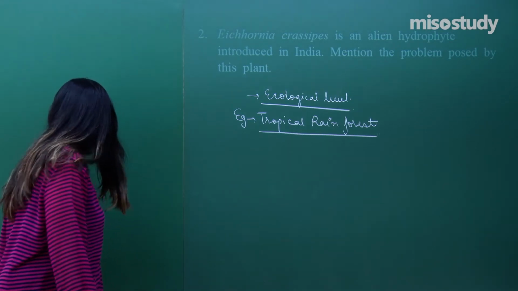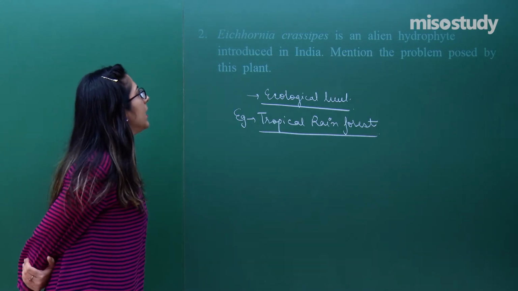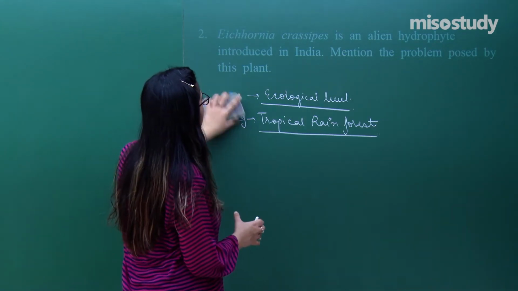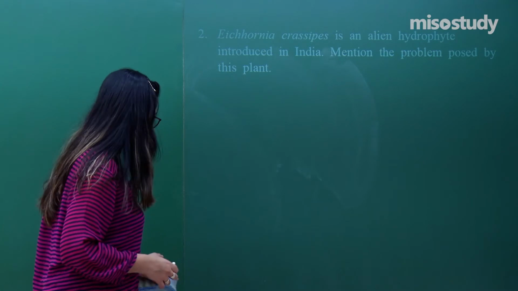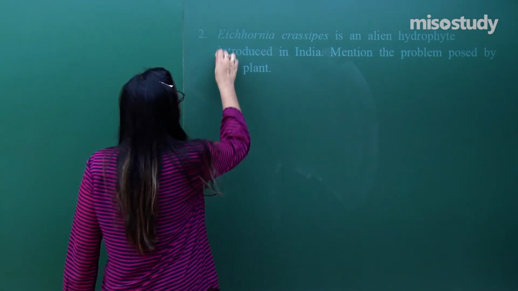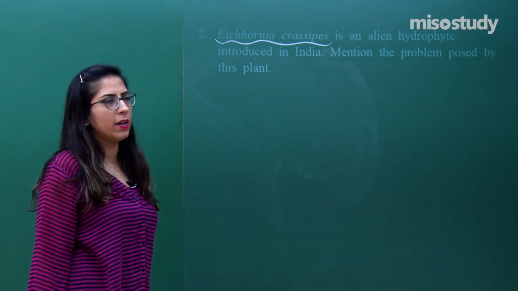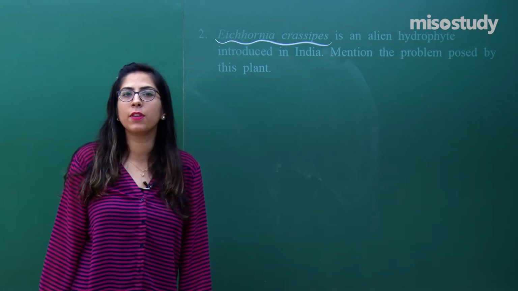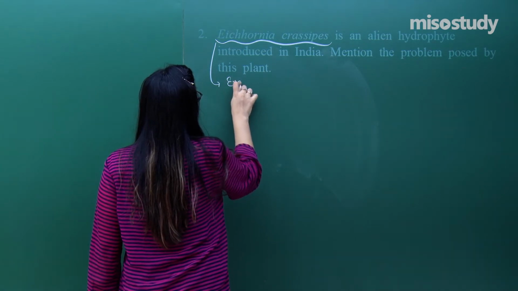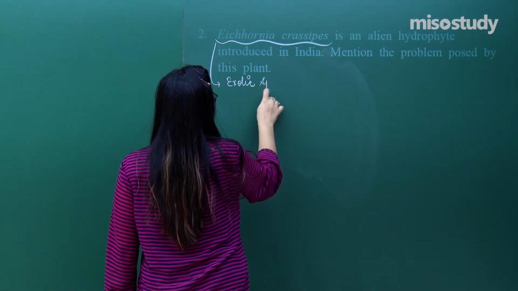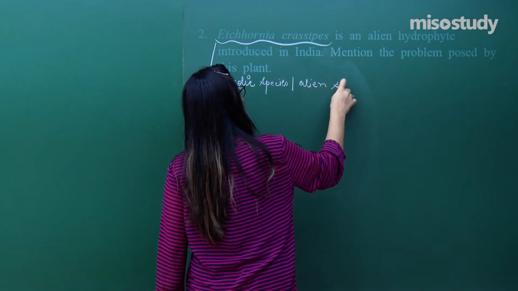The next question is also for 1 mark. Eichhornia crassipes is an alien hydrophyte introduced in India. Mention the problem which is posed by this plant. When I was talking about the threats to biodiversity, Eichhornia was one of the alien species, that is, an exotic species.